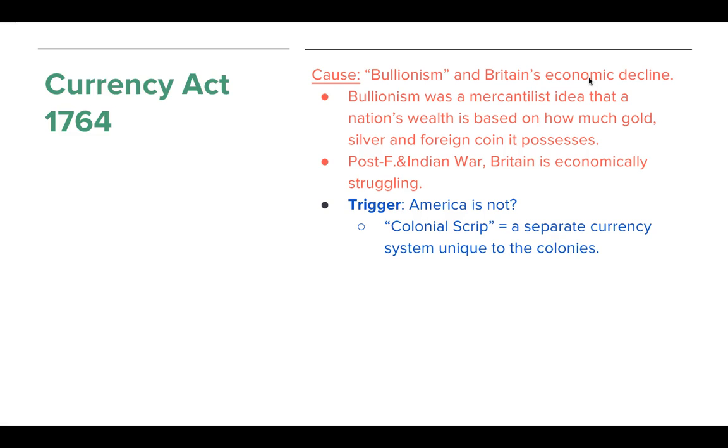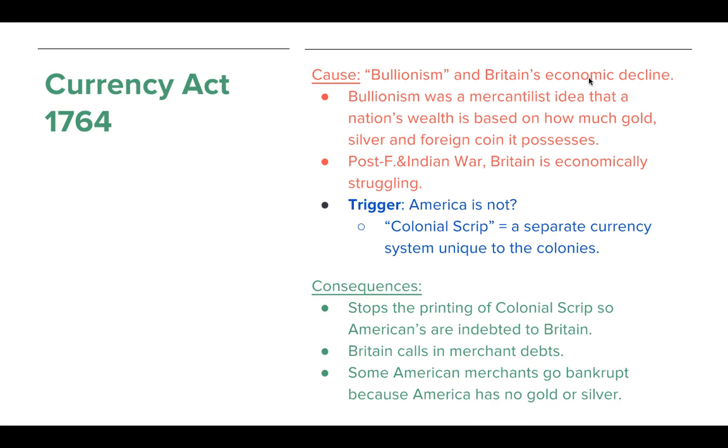And so that is alarm bells for the British. They kind of realize, no wonder we're struggling. The Americans are using their own currency system over here and they're not supposed to. So the Currency Act is brought in. And what that pretty much does is shut down the whole colonial scrip process. There's no more printing of colonial scrip. And so the Americans become indebted economically to Britain. They have no option but to use British currency.